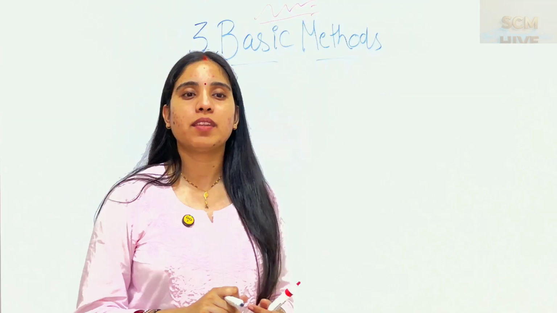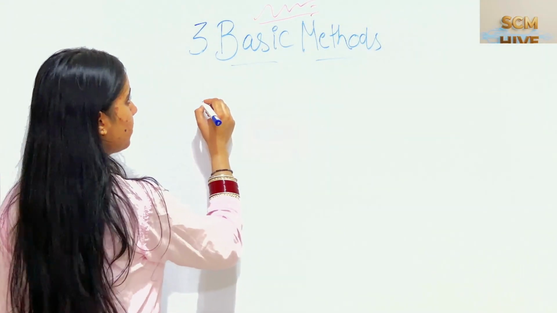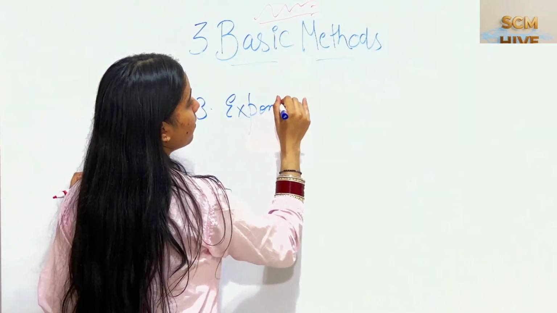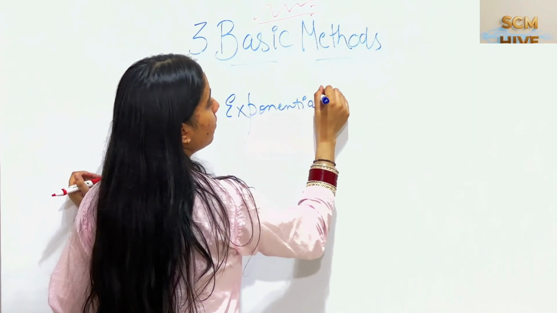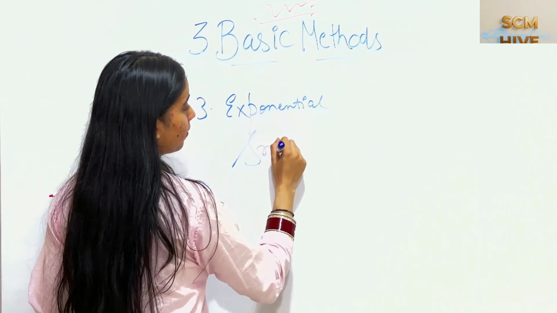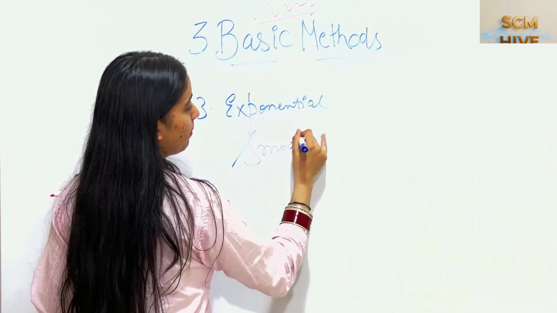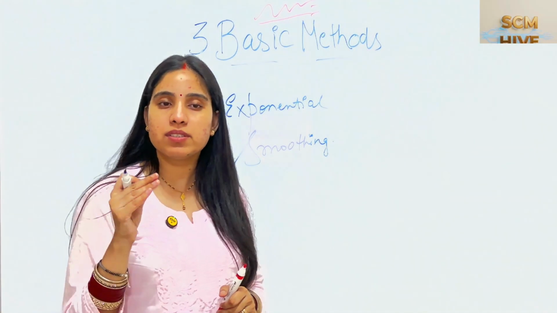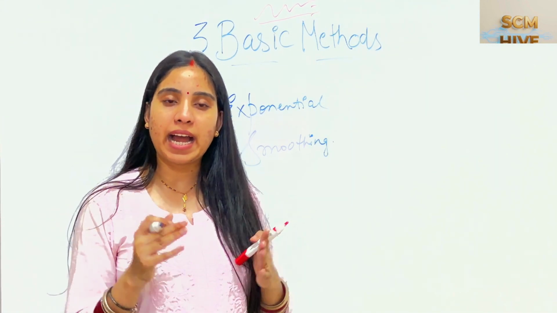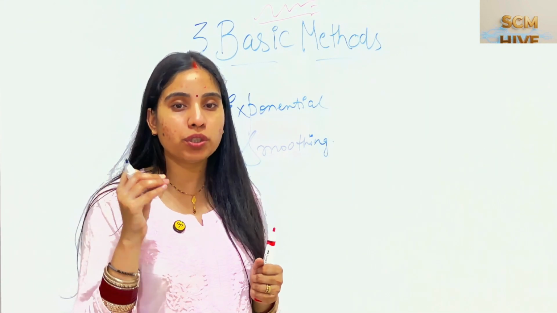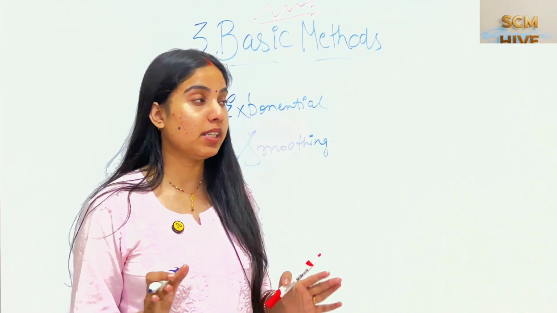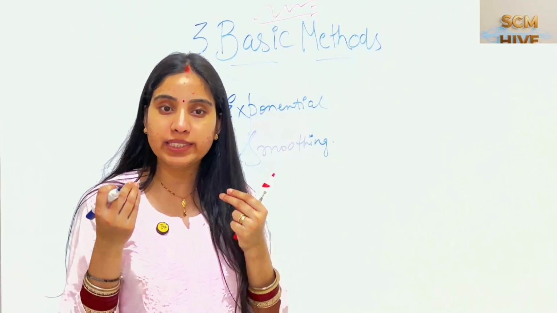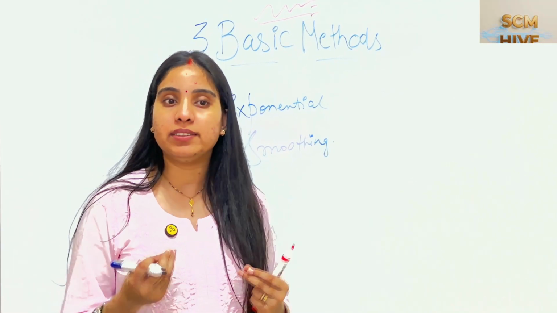Same logic. Now the third method, which is the last method, is the exponential smoothing method. This is smarter than moving average. The idea is that recent months should matter more than older months. In this method, we give more importance to the recent months' data rather than the old months.